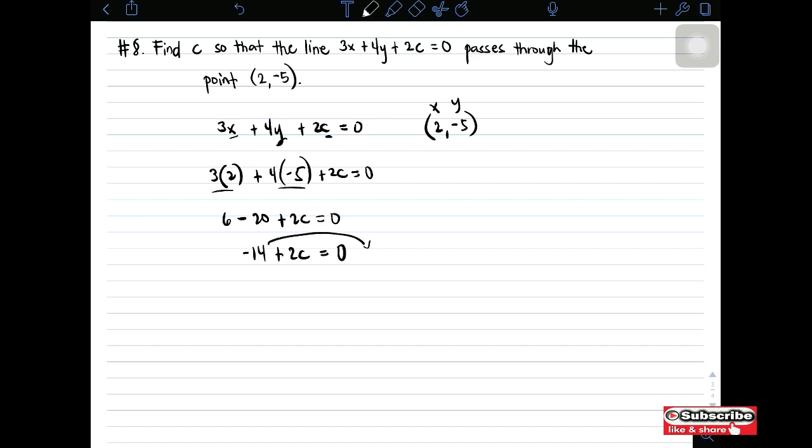Transpose natin sa kabila yung negative 14, we will have 2c is equal to 14. And dividing both sides by 2, your c is now equal to 7. So this is the value of c in the equation given 3x plus 4y plus 2c is equal to 0. So I hope that in this part of the video, natuto kayo for the grade 8 MTAP Division Finals.